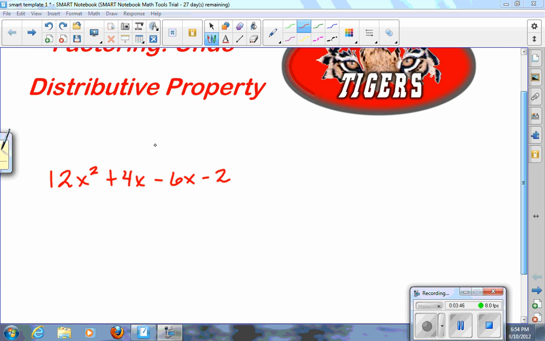And now that you've mastered what factoring a binomial is all about, sometimes you have to do that twice. And when you have 4 terms, 1, 2, 3, 4 terms, you have to do the method we just talked about twice. So this is called factoring by grouping.